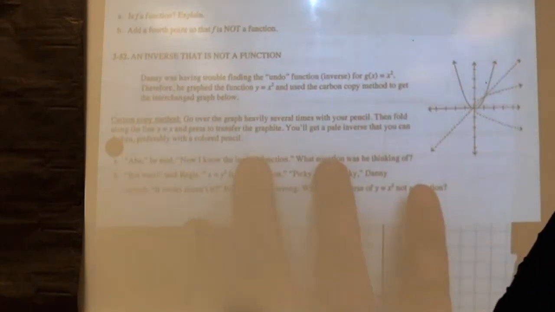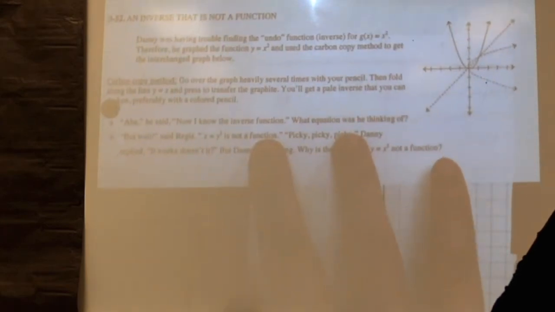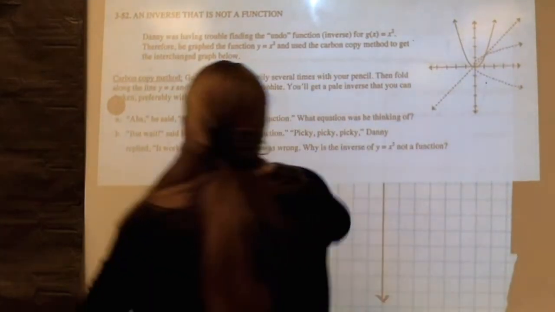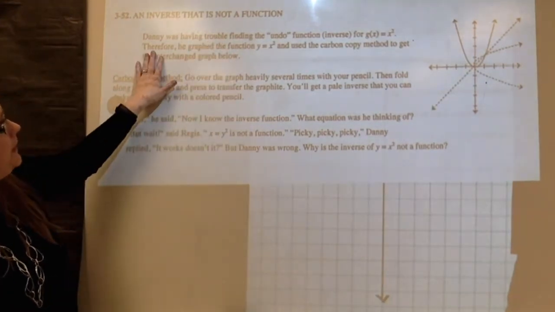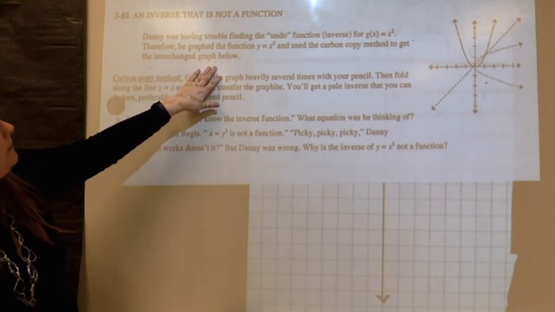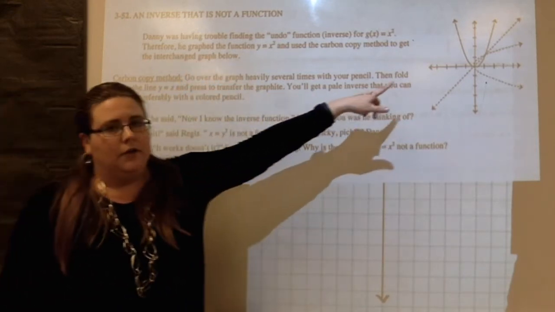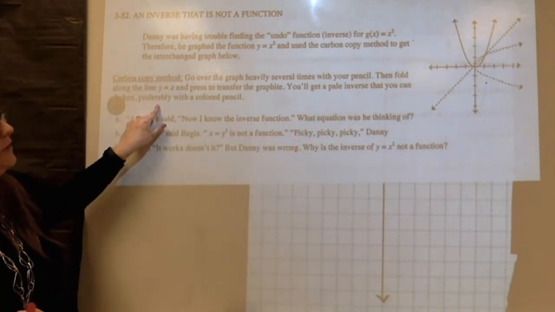So now we're going to talk about Danny and Regis. Danny was having trouble finding the undo function, or the inverse, for g of x equals x squared. So he graphed y equals x squared and used a carbon copy method to get the interchanged graph to the right over here. So this talks about the carbon copy method. I'm going to demonstrate this for you.